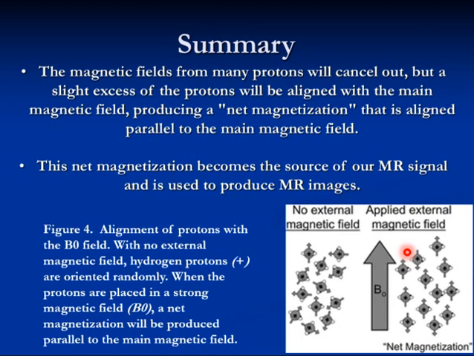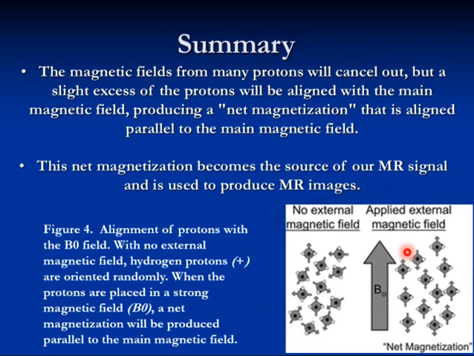The slight excess of the protons that will not be cancelled, meaning if we are, for example, 20 persons, 12 of us with the magnetic field and 8 against, the 8 will cancel 8 and we'll have 4 remaining with the magnetic field. These 4 we will use in imaging.